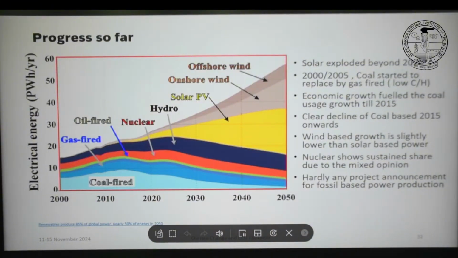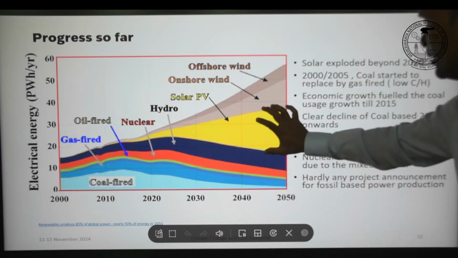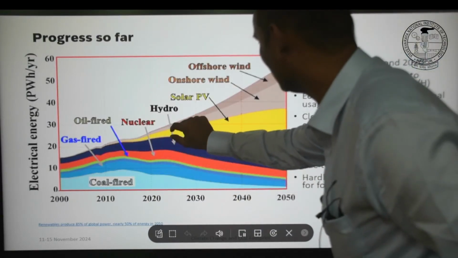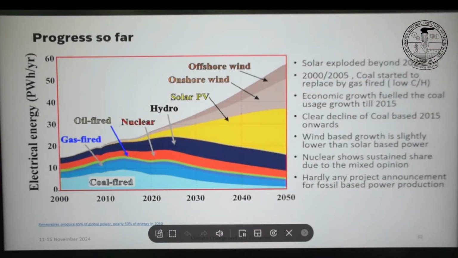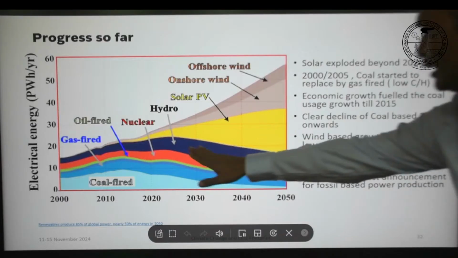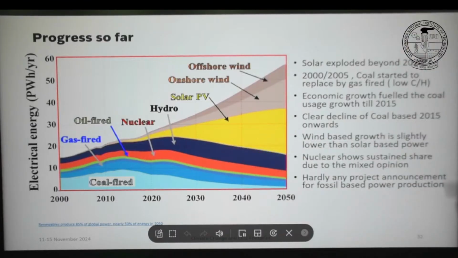So solar absolutely exploded beyond 2020. You could see the biggest one, 2020 is really going higher and higher. Around 2000 to 2005, coal started to go down, replaced by gas-fired. First of all, gas going up, coal going down, a clear decline of coal beyond 2050.